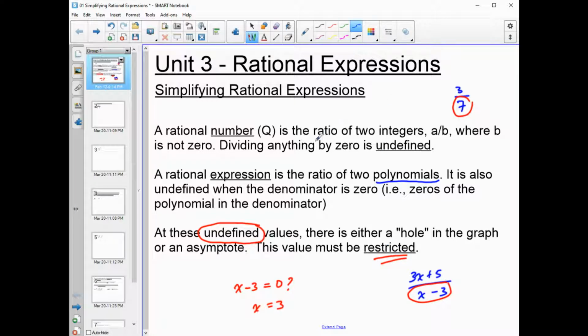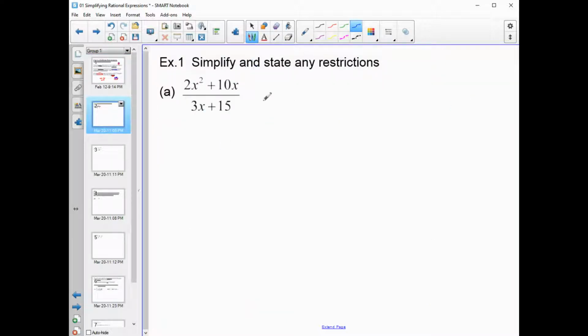Let's continue to illustrate this idea through some examples. Simplify and state any restrictions on this particular rational expression. Now, normally when you think of simplify, you might think expand and simplify, in which case you'd say this expression is already simplified. But for rational expressions, the typical strategy is we need to factor, because what we're trying to identify is whether there are any common factors between the numerator and denominator, which I can then divide out.